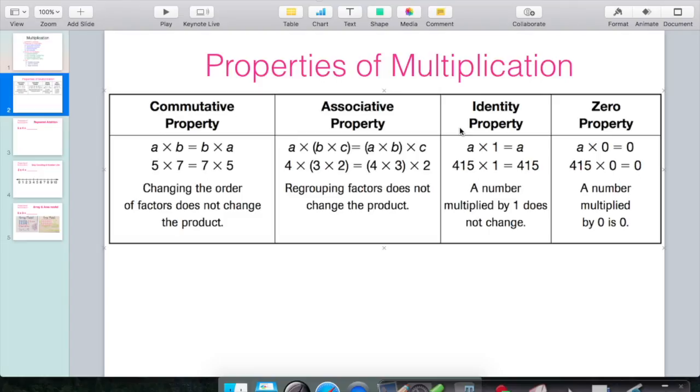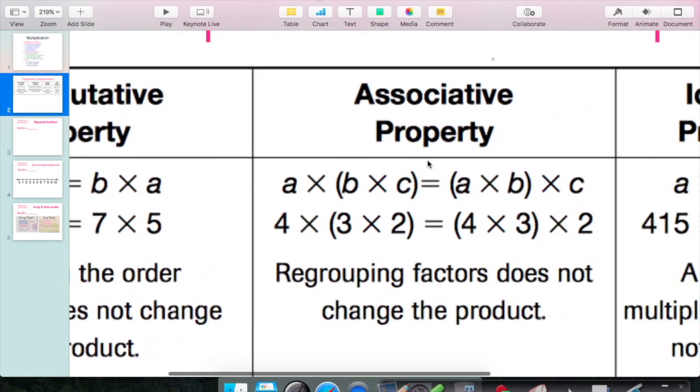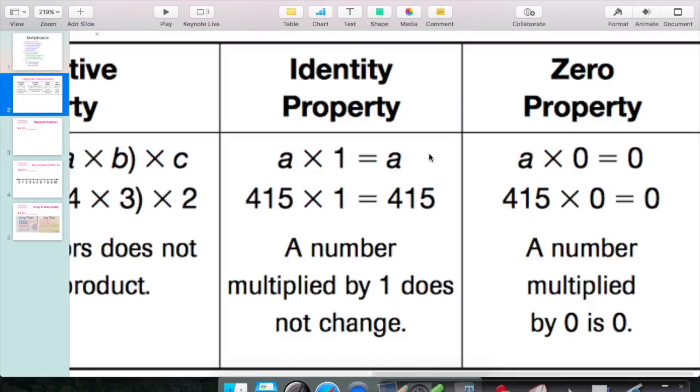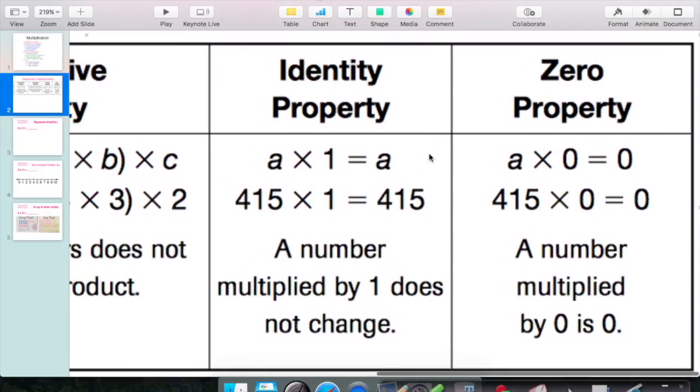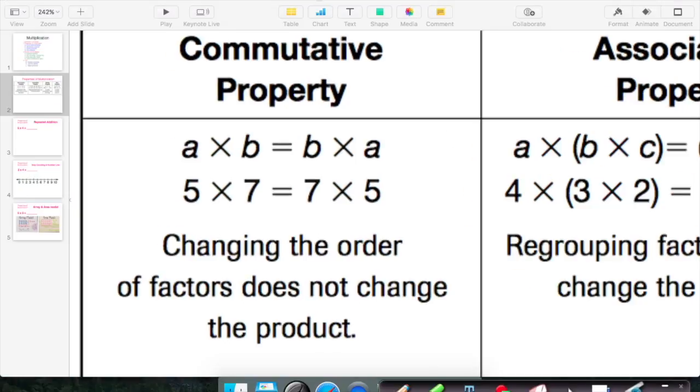There are 4 properties of multiplication. They are the commutative property, the associative property, the identity property, and the zero property of multiplication. The first property is the commutative property. It simply states that changing the order of factors does not change the product.